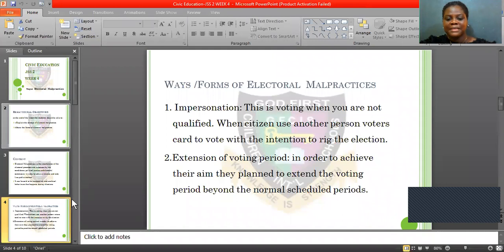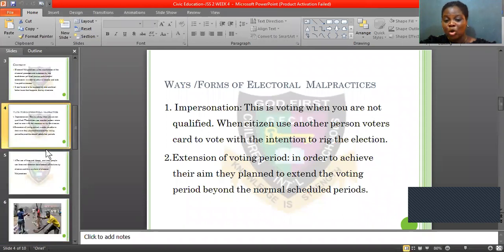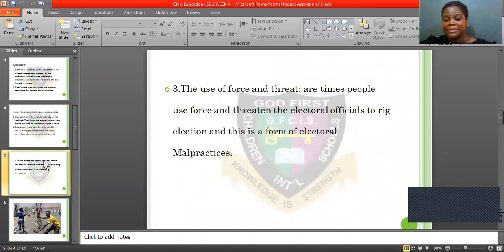A lot of things that people do, you will say, oh, what is this? This is ungodly, but they did not see it as ungodly. It is electoral malpractice. Let's look at another way of doing electoral malpractice. This is the use of force and threat. Like I said, some officials that were posted to rural areas, they will threaten them. It's either you take money or you get killed.